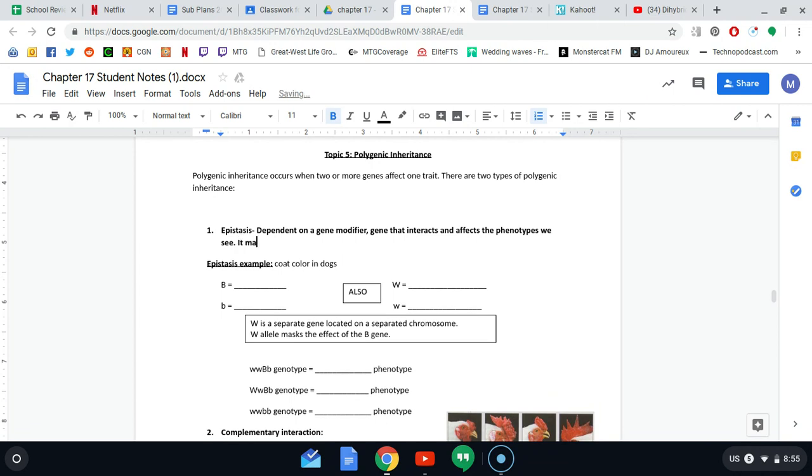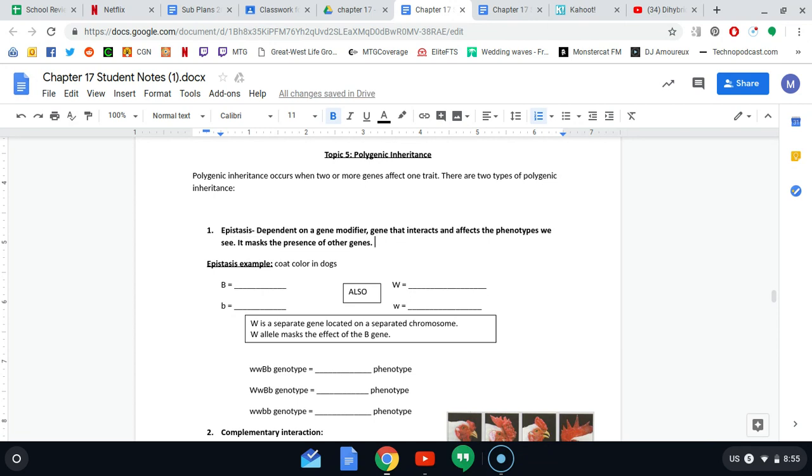Essentially, it masks the presence of other genes. So it would help if I could spell presence, right? Nope. There we go. All right. So that's the idea behind epistatic.